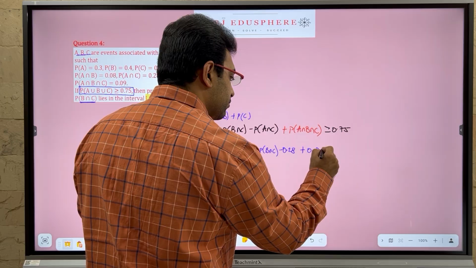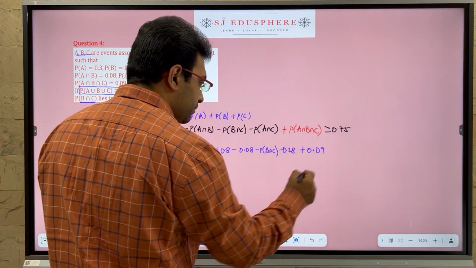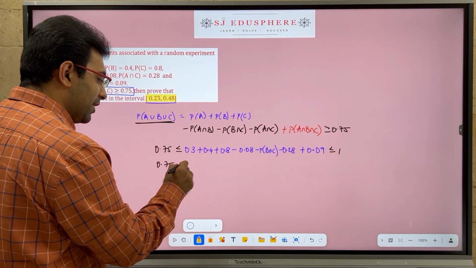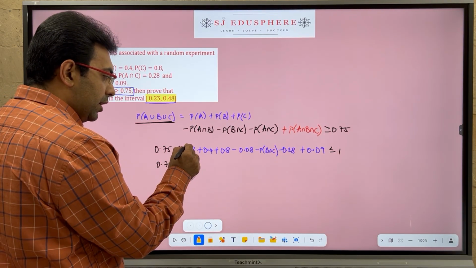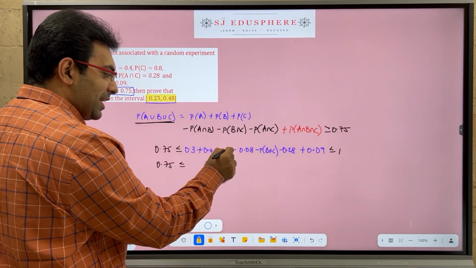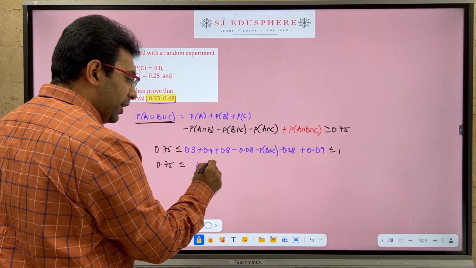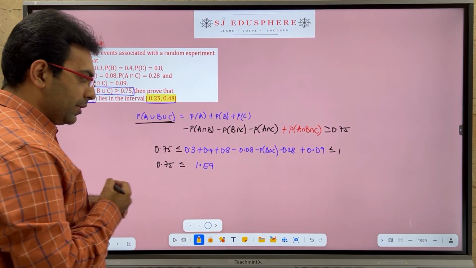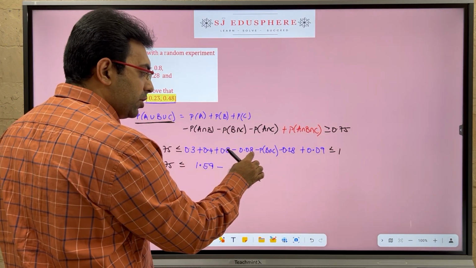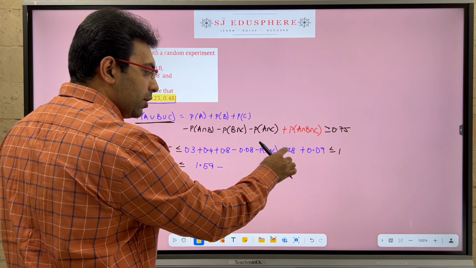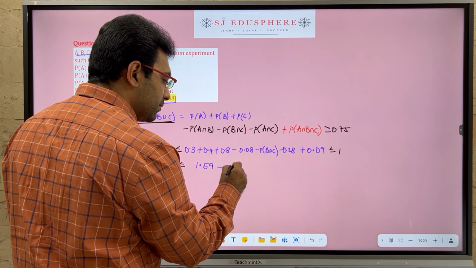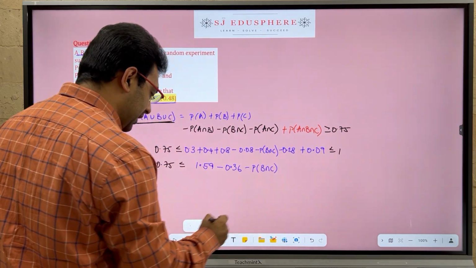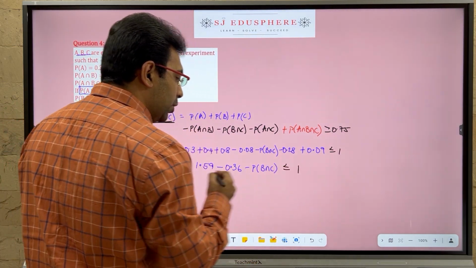So very carefully over here, can I say 0.3 and 0.4 is 0.7, 0.7 and 0.8 is 1.5, so 1.5. With this 0.09 is 1.59, minus 0.08 and 0.28 over here becomes 0.36, minus probability B intersection C less than equal to 1.